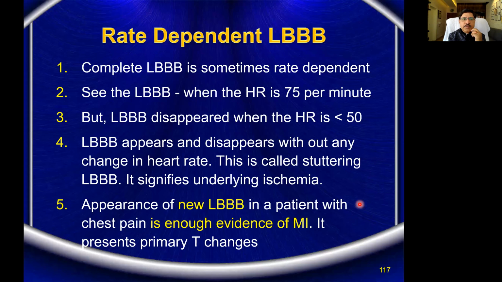Okay. Another important thing is complete LBBB is sometimes rate dependent. See, LBBB when the heart rate is 75, and LBBB disappeared when the heart rate is less than 50 in that ECG. And another most important thing as clinicians, if you see a left bundle branch block for the first time in a patient, it is enough evidence to put him in ICU. It is myocardial infarction. No other evidence is required. A simple new onset LBBB is evidence of myocardial infarction.